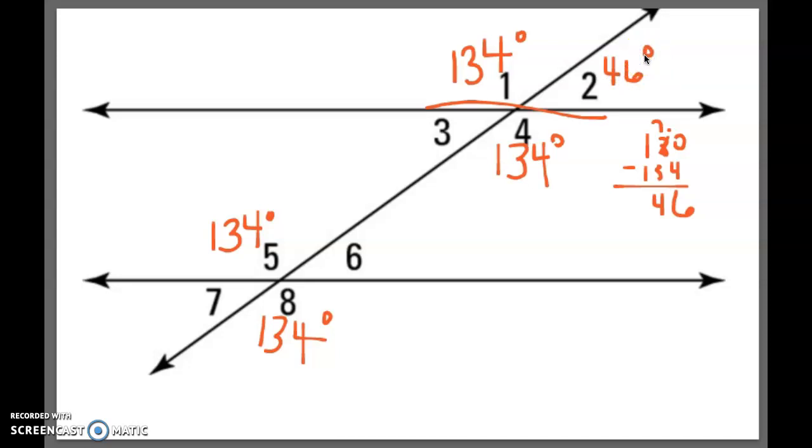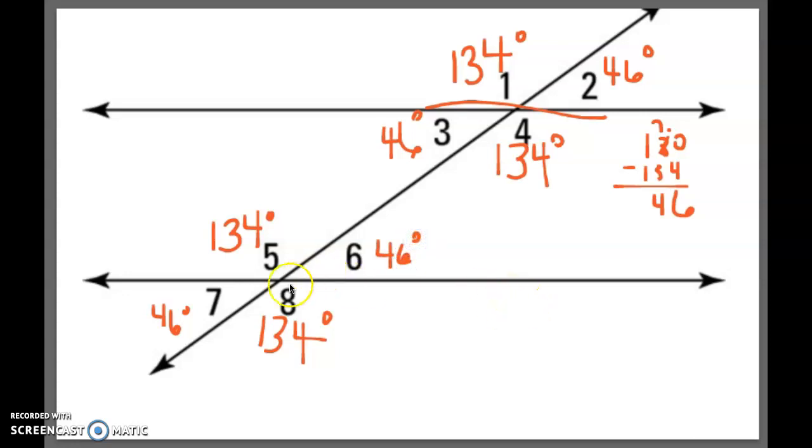Now, because of my other angle relationships, I can figure out the other 3 angles. Angle 2 is vertical to angle 3. Angle 3 corresponds to angle 7. And angle 7 is vertical to angle 6. And there you go. You found all of your angle measurements.